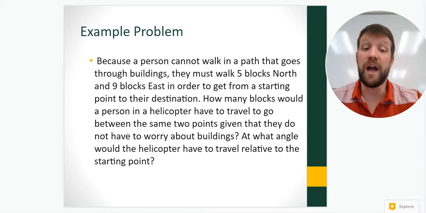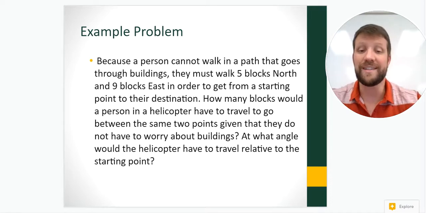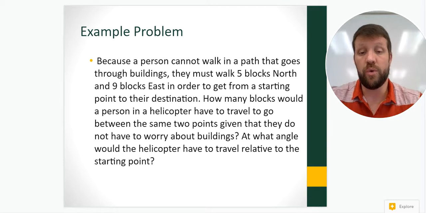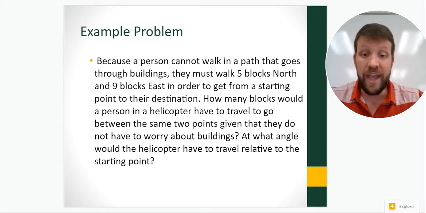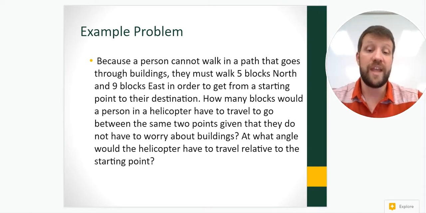So we have 5 blocks north, so they're going up, which is typically associated with north, and east, that's typically associated right. So 5 blocks north, 9 blocks east, they are walking a total of 14 blocks. 9 plus 5, pretty simple right there. The key is we want to know how far the helicopter actually has to travel in order to do the same thing since it doesn't have to worry about the buildings.